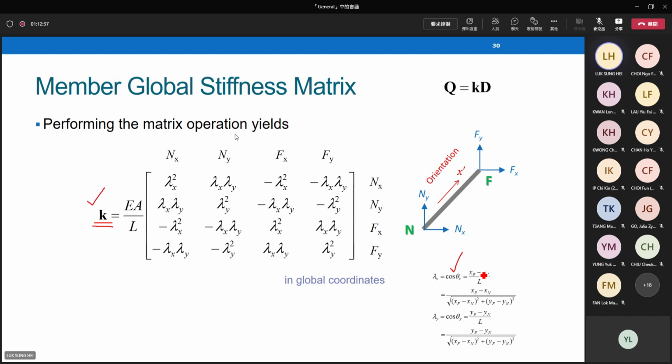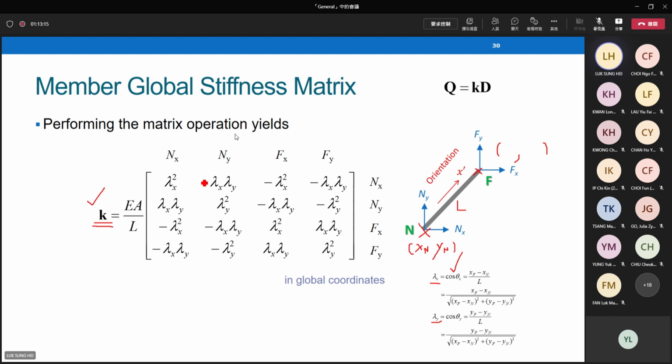How to find out lambda? You can use the coordinates, right? At node N, you have the coordinate xN, yN. At node F, we have coordinates as well, right? By using the coordinates, you can find out cosine theta x, cosine theta y easily. L means the length of the member. If you have two points, you can use this formula to find out L. So lambda x, lambda y are not unknown. They are determined. And then you put them into the matrices.